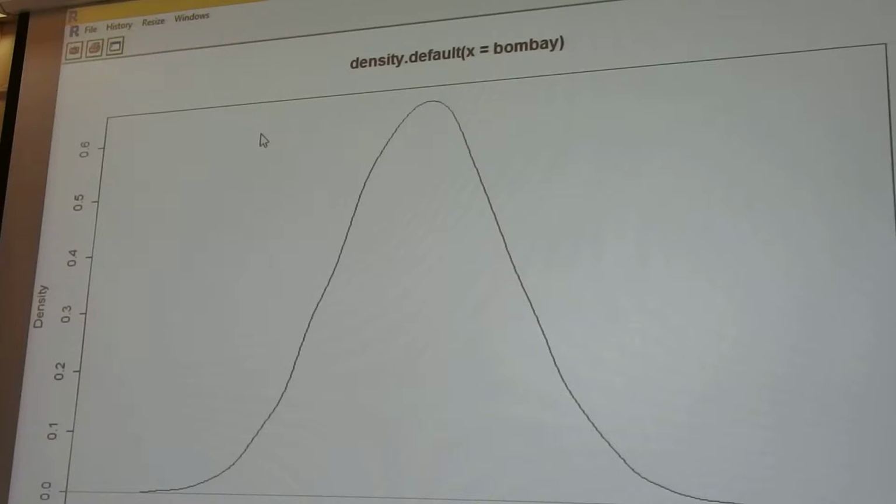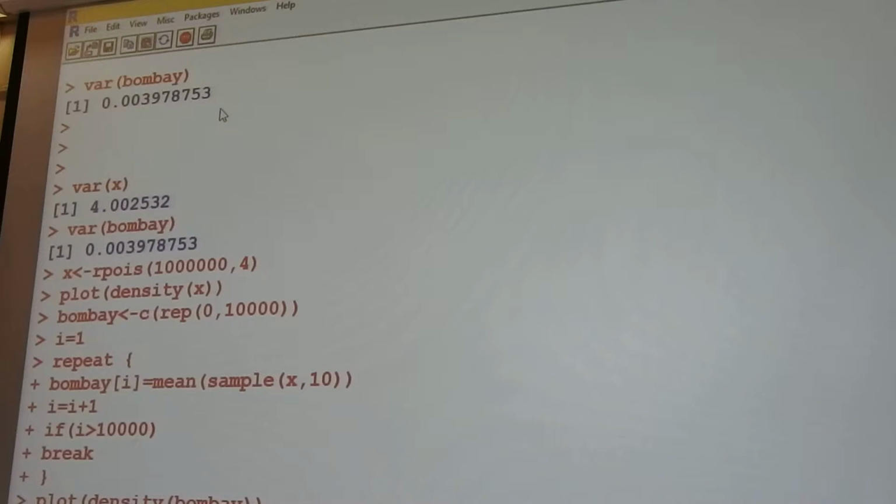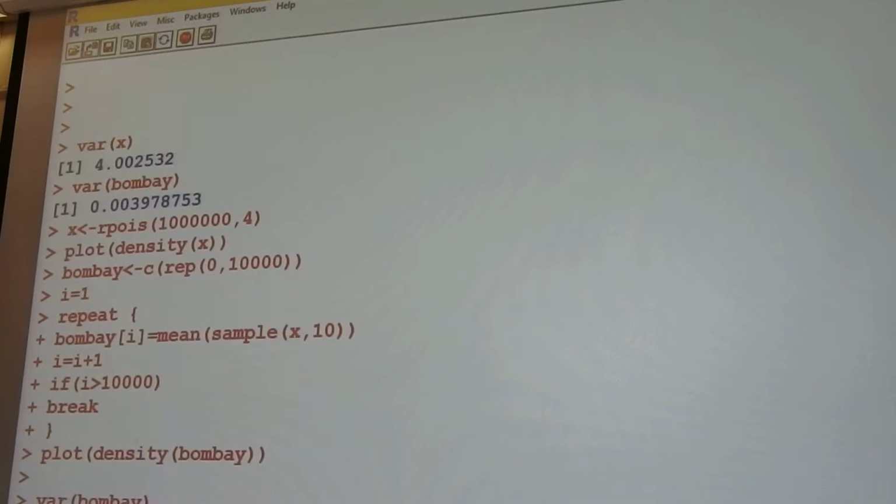You see? It is now a little bit less normal, but the mean is still 4, but the spread has increased. Right? The spread has increased. So if you look at the variance, what will be the variance of Bombay? 0.3959 something. Very close to 0.4.